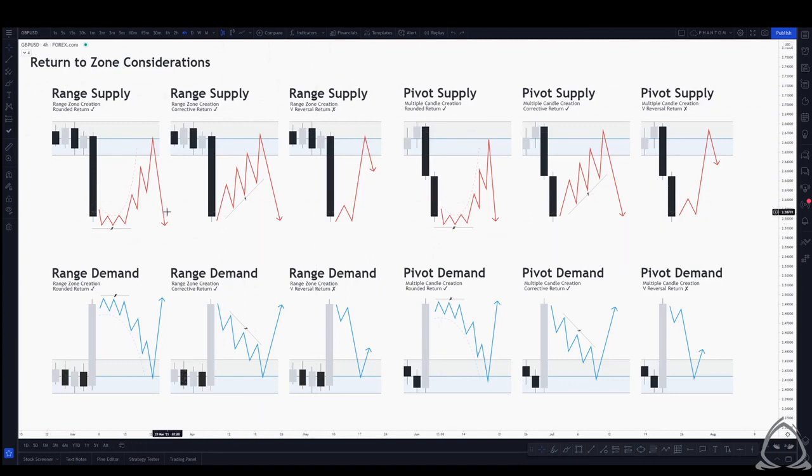Just one final consideration to be thinking about when you're having that return to zone consideration is to focus on your rounded and your corrective return to zones. And be mindful that the V reversals tend to be aggressive and don't play out statistically. Again, you can look to trade them, but be more cautious. And then also consider that last leg into a supply or demand zone ends up being what would be called a sucker's rally into it.